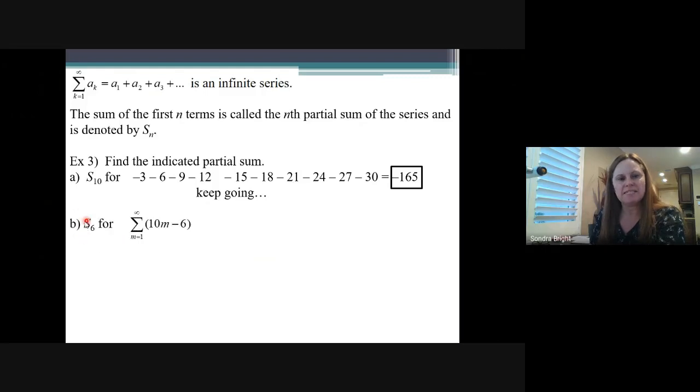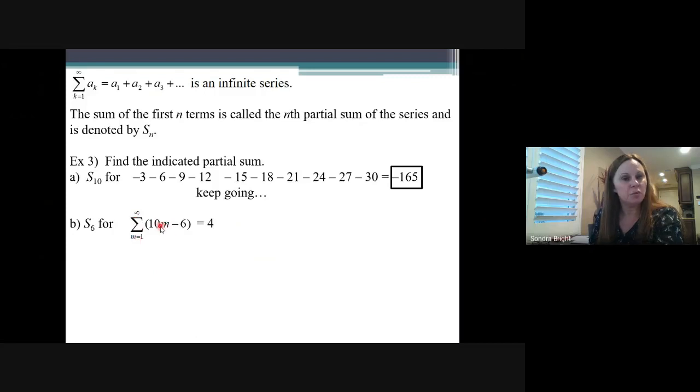How about this? This is called the 6th partial sum. So add up the first 6 terms of the series generated by, I gave you sigma notation this time. Yep, we can do that instead. So you start expanding this by plugging in a 1 first. So 10 times 1 minus 6 will give you 4. Sigma says put a plus sign.